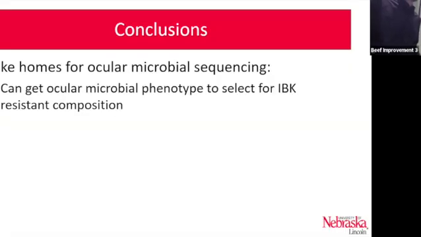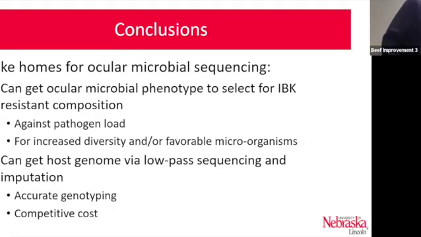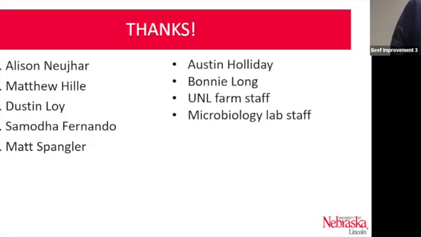So here are your take homes. We can get the ocular microbial phenotype to select for IBK resistant composition. So we can either select against pathogen load, or we can select for increased diversity and/or other favorable microorganisms as we find them, right? So things that are not pathogenic but compete with those pathogens. And we can get host genome via low-pass sequencing and imputation that is both accurate and cost competitive at the same time. And with that, thank you to everybody that helped me do this. So I will take any questions you guys have.